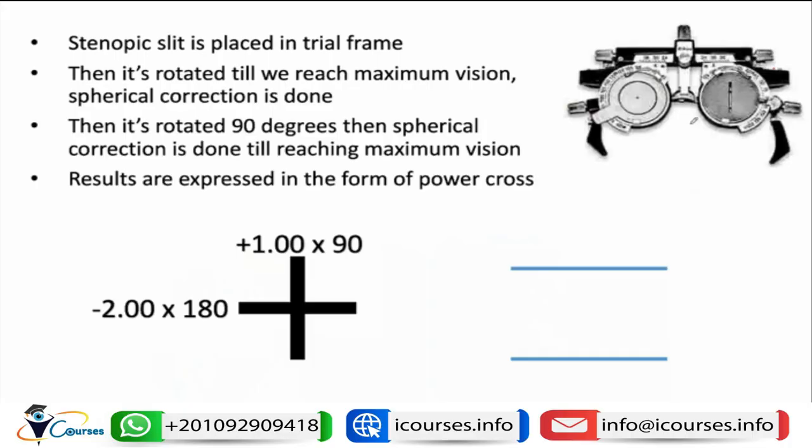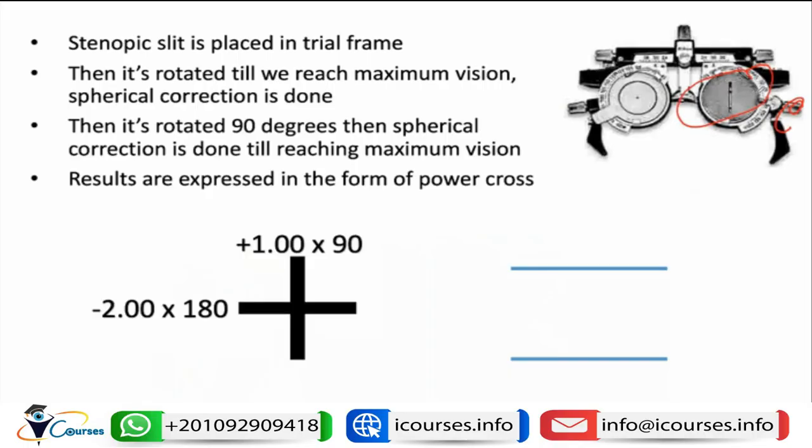Here the stenopic slit is placed in the trial lens frame, and then by rotating this knob, we keep rotating until the patient reaches the maximum vision. So we put a spherical lens, which has the same power in all meridians, and rotate this knob until the patient reports that there is a good position. Let's say, for example, that the patient says that at 90 degrees, while the slit is vertical, the patient has the best vision. So the patient has an astigmatism in this meridian.